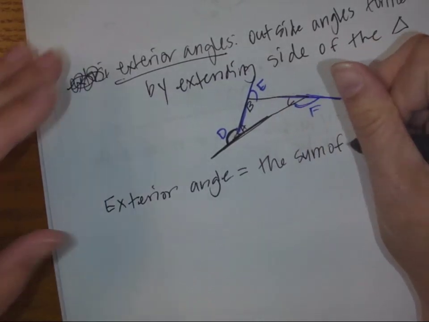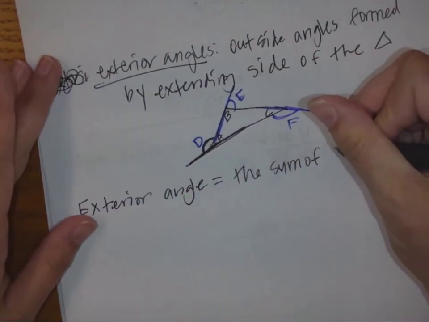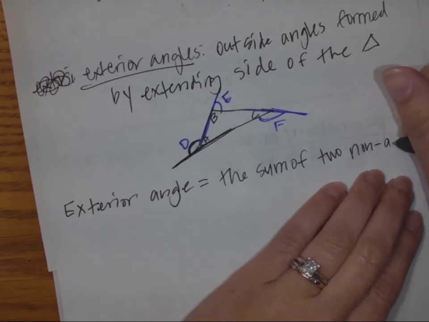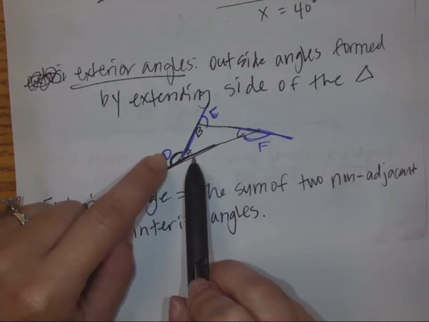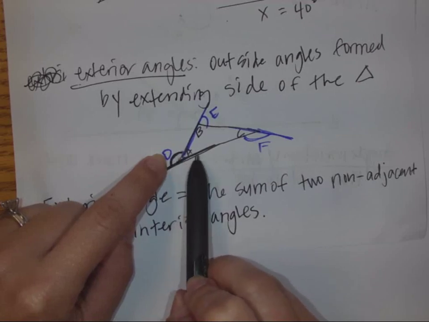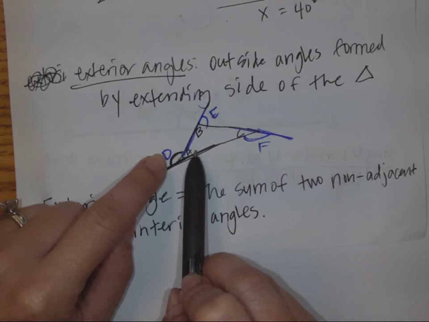One way you could find angle D is to do 180 minus 70 because these are supplementary angles. Or if you didn't actually ever find angle C, it's easier to say, well, I know D is this one plus this one. So using the exterior angles, angle D equals angle A plus angle B. So angle D is 50 plus 60, so angle D is 110 degrees.